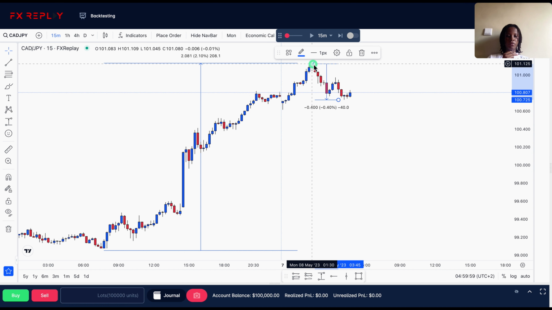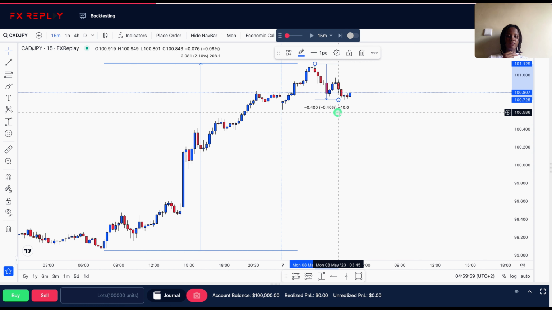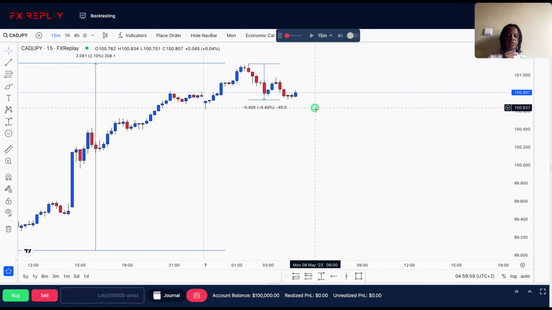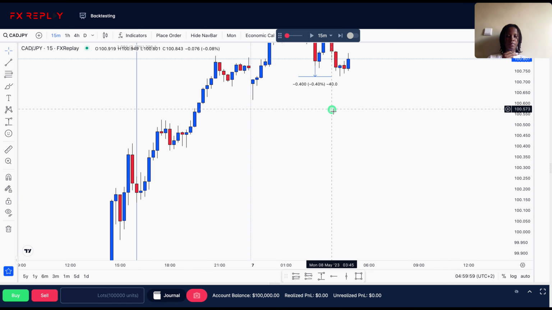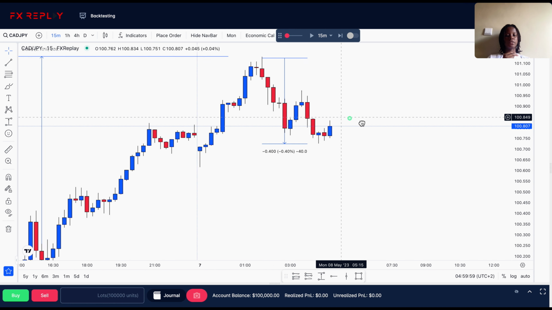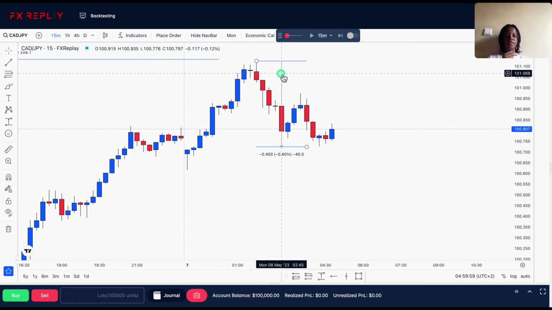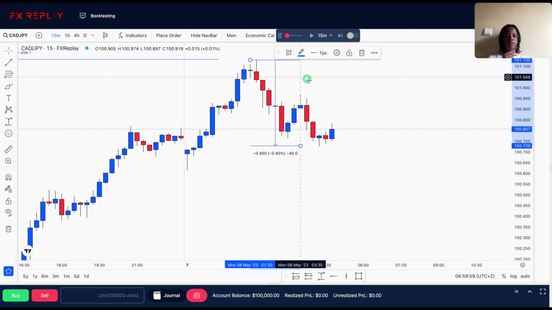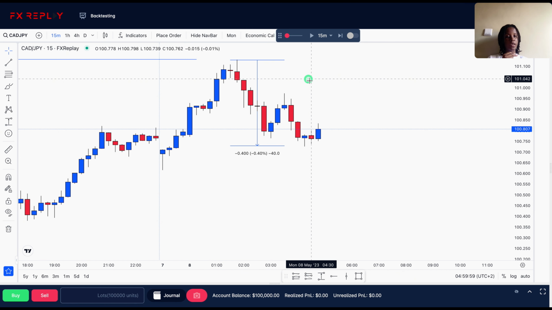If you put it from here up to where the 40 pip retracement is, you can see these candles, let's make them bigger so that you can see them well. This candle actually got to the 40 pips retracement that we search for. So from here, that gives us a go ahead that we can actually search for entries there.